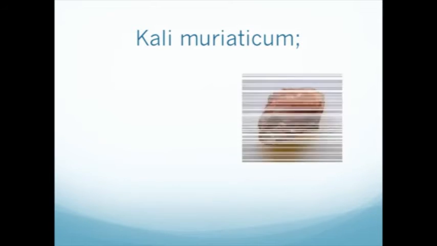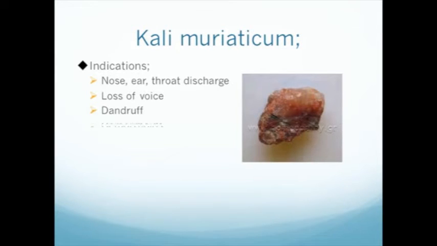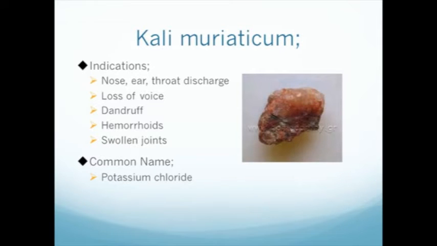Kali muriaticum is indicated for nose, ear, and throat discharge, loss of voice, dandruff, hemorrhoids, swollen joints. The common name is potassium chloride.